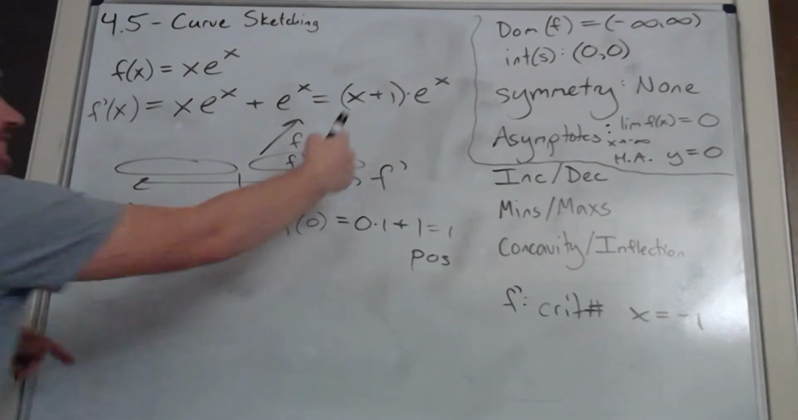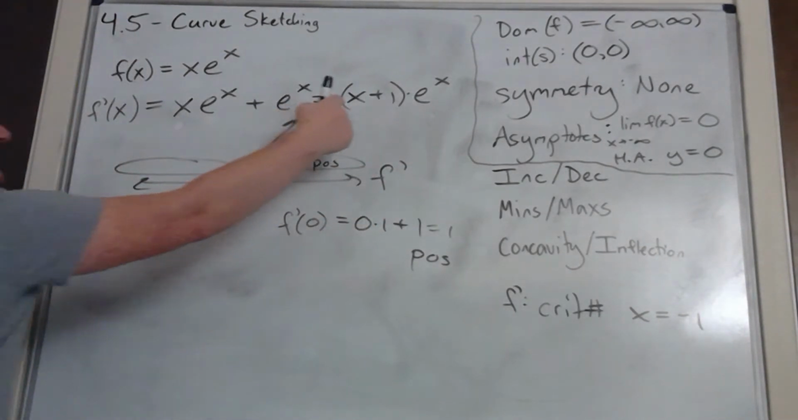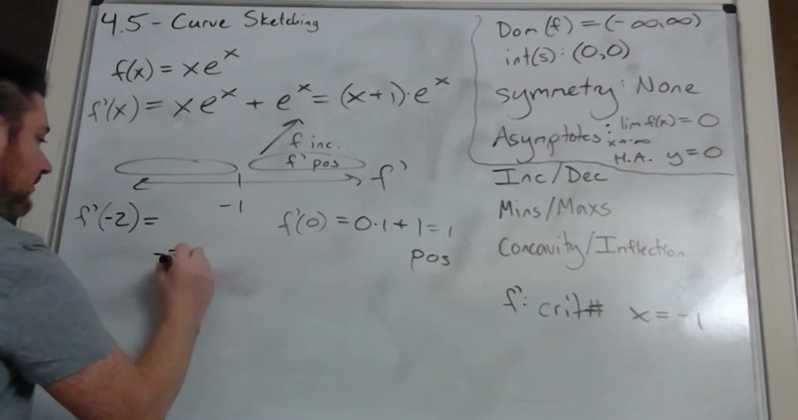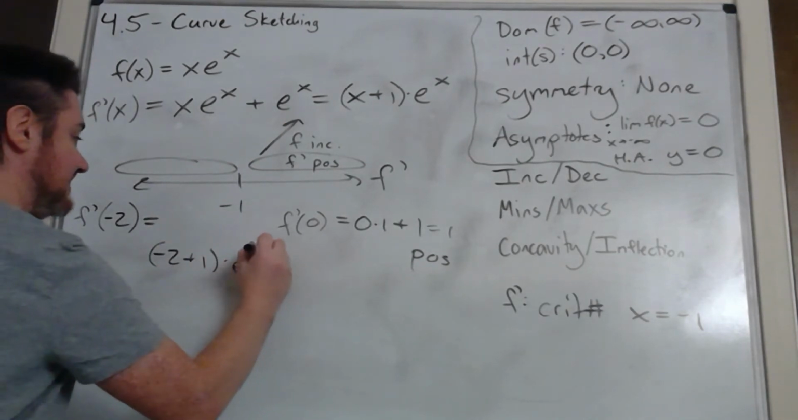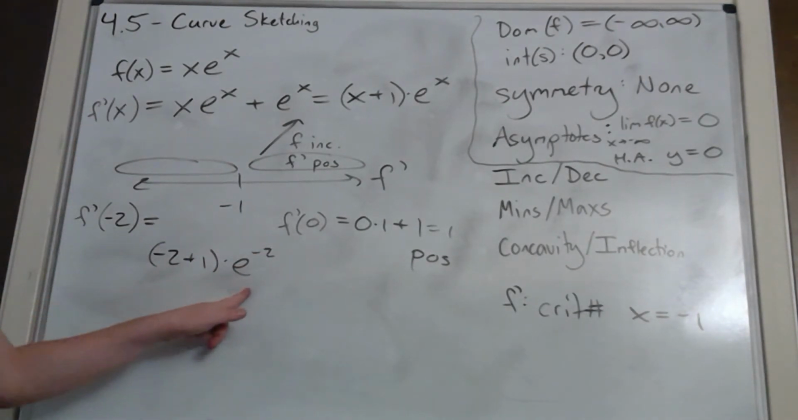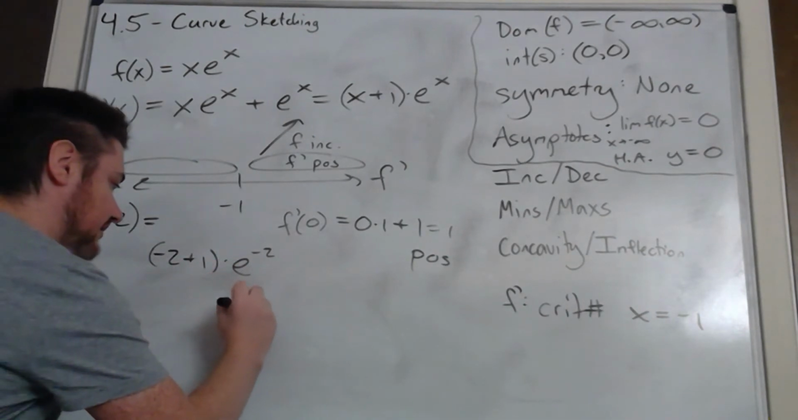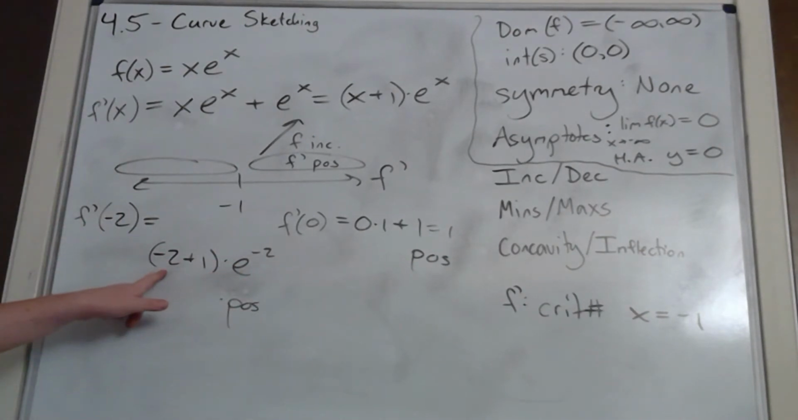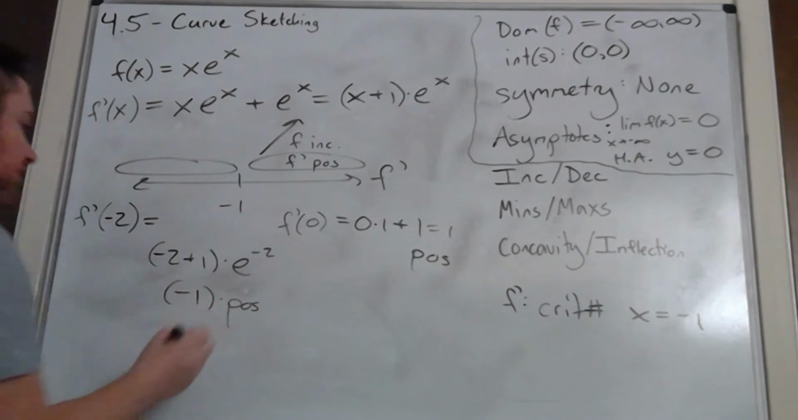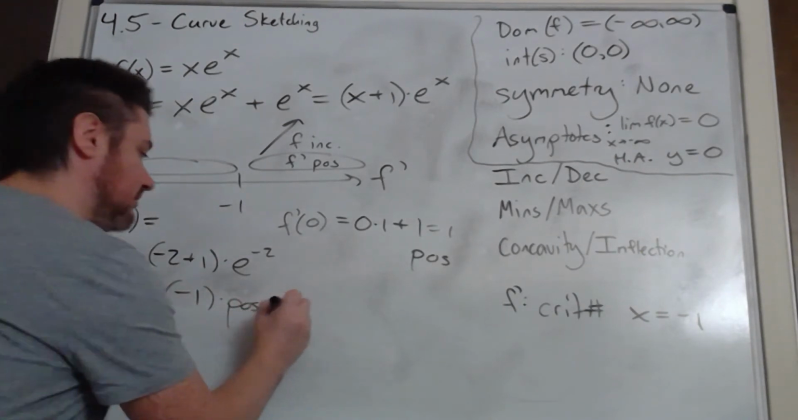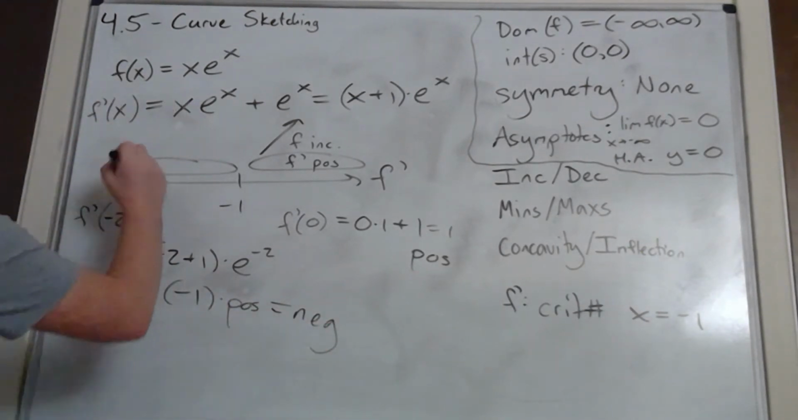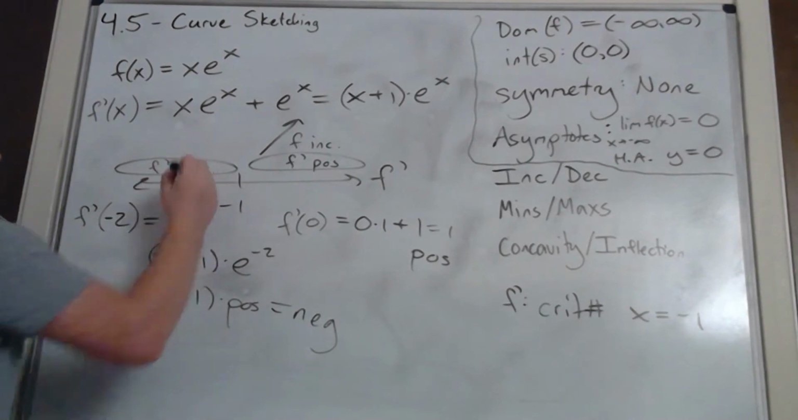So what I'm going to get then, if I use the factored form of the derivative, we're going to get negative 2 plus 1 times e to the negative 2. Well, e is always positive. Even to negative exponents, that is a positive function. Negative 2 plus 1 is negative 1. So if you've got a negative times a positive equals negative. All right, so f prime is negative.